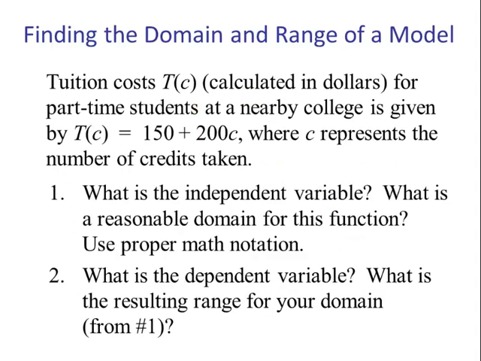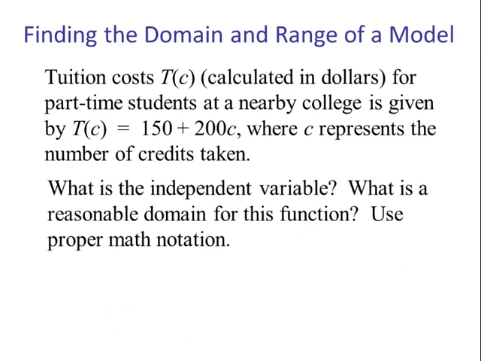Let's do an example. Tuition costs, TSC, calculated in dollars for part-time students at a nearby college is given by TSC equals 150 plus 200 times C, where C represents the number of credits taken. Number 1. What is the independent variable? What is a reasonable domain for this function? Use proper math notation. Number 2. What is the dependent variable? What is the resulting range for your domain from part 1? So let's do one first.